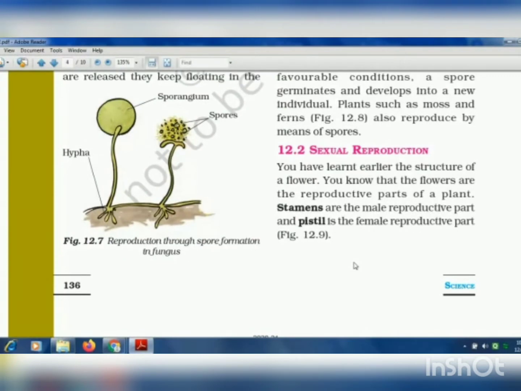how asexual reproduction is done. Now, in this, we will start with sexual reproduction.